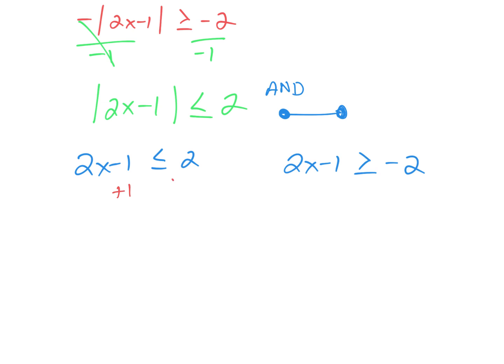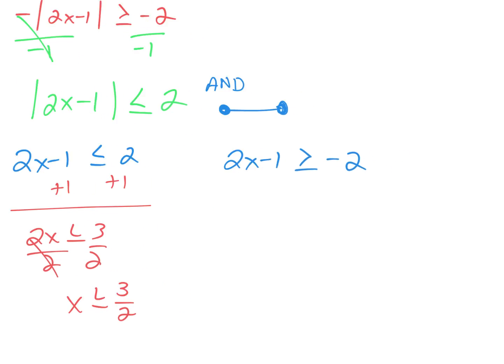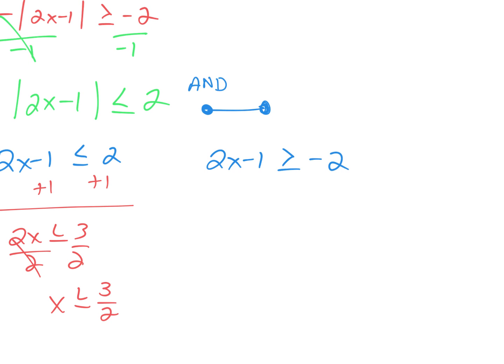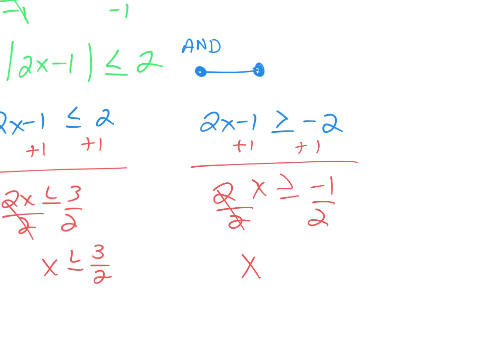So we're going to add 1 to both sides. 2x less than or equal to 3. Divide by 2. X is less than or equal to 3 over 2. Okay, so we're going to add 1 to both sides. 2x greater than or equal to -1. Divide by 2. X is greater than or equal to -1/2.